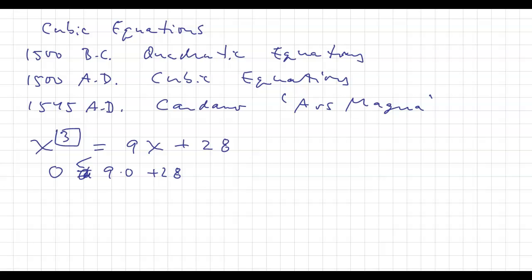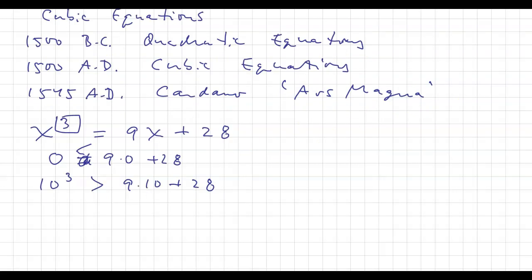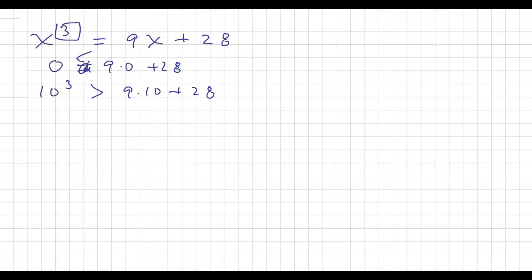But if you put a large number in, like 10, 10 cubed is 1,000, which is a lot bigger than 9 times 10 plus 28. So somewhere between 0 and 10, there is going to be a number that makes the left and right side equal to each other. And if you mess around with trial and error, you would find that when x equals 4, it would be true that 4 cubed, which is 64, would equal 9 times 4 plus 28, which is also 64.